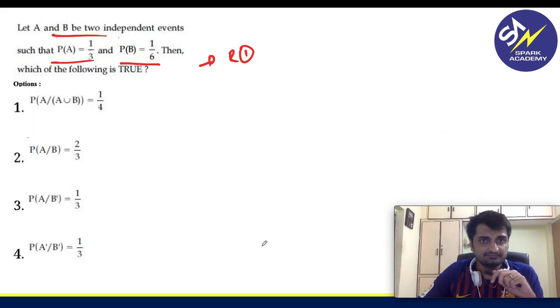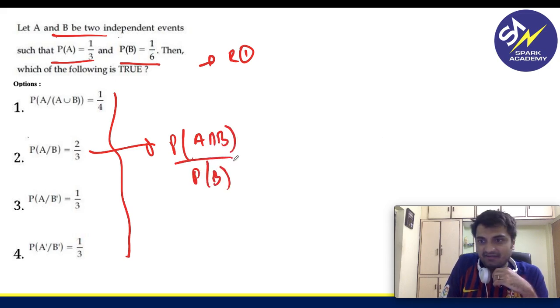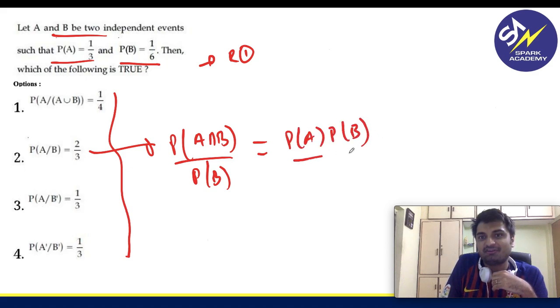Round 2. Round 1, independent events, guys. Can you tell me? All these are what? Conditional probability problems, right? How do you write P of A by B? P of A intersection B by P of B, right? And when you know they're independent, P of A intersection B, I can write it as P of A into P of B. Cancel, cancel.